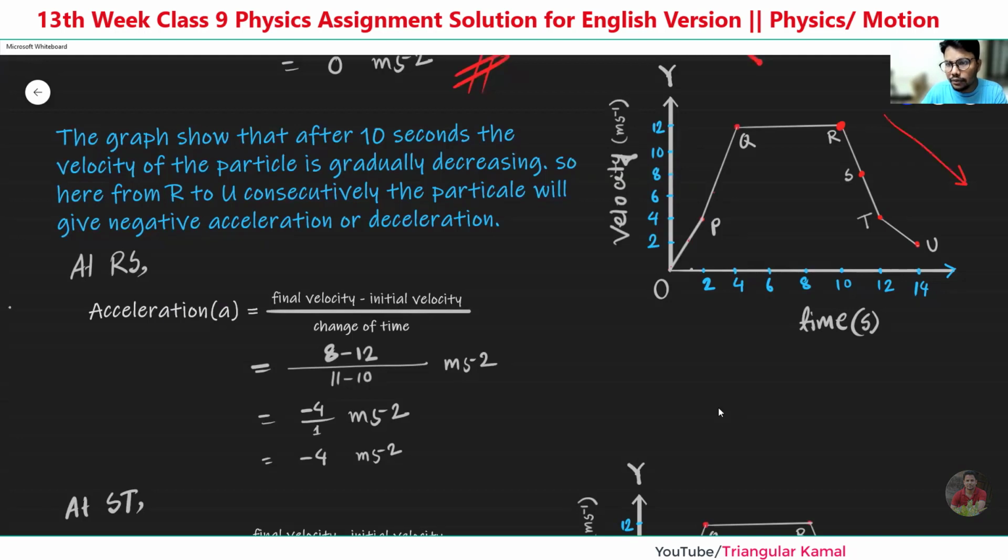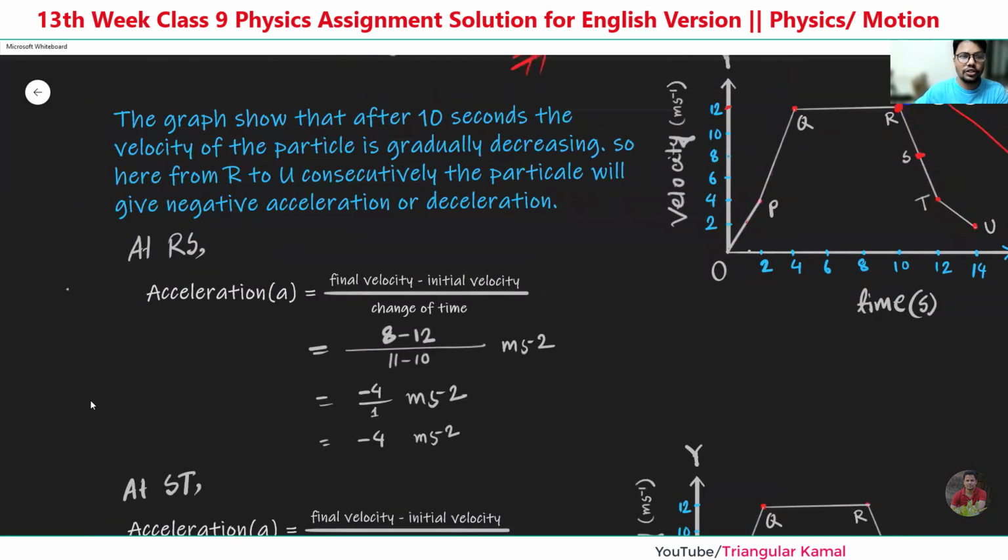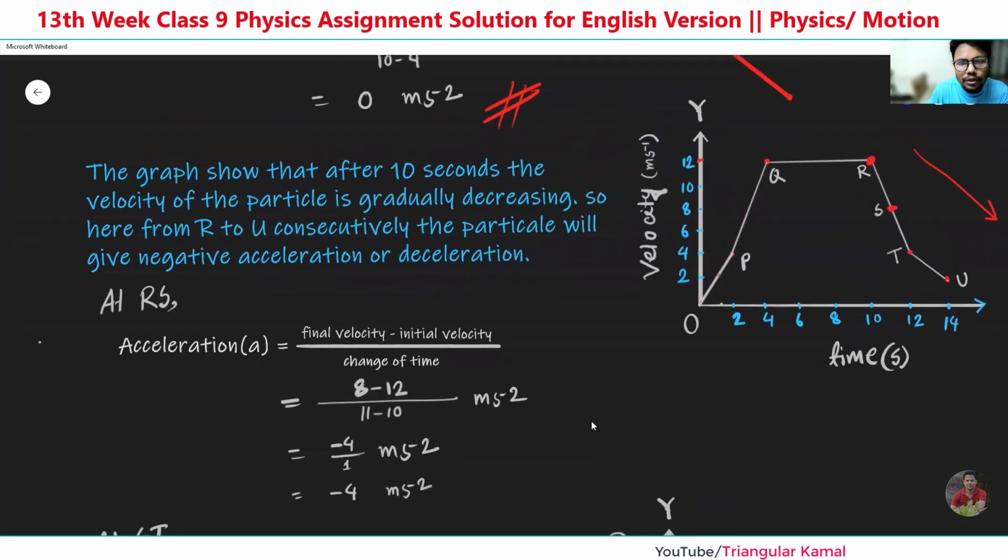So now here the initial velocity is 12 and the terminal or ending velocity is 8. That means the ending velocity is reduced. That means this is deceleration. There is no acceleration, it's negative acceleration. So now the graph shows that after 10 seconds, at this point, the velocity of the particle is gradually decreasing. So from R to U, consecutively, the particle has negative acceleration or deceleration.